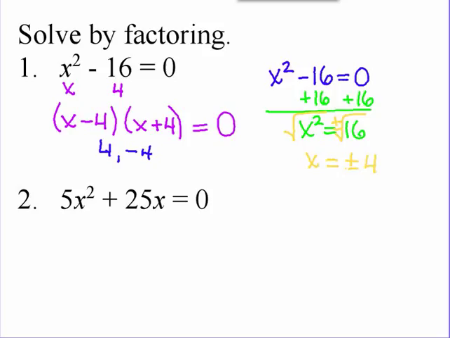All right, so let's go ahead and look at number 2. Number 2, 5 is not a perfect square, so we can't just jump to a solution. But what can we do in number 2? Divide by 5. Okay, we could divide by 5. That'll work.